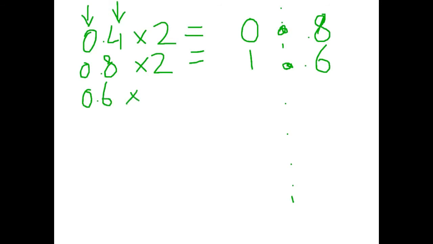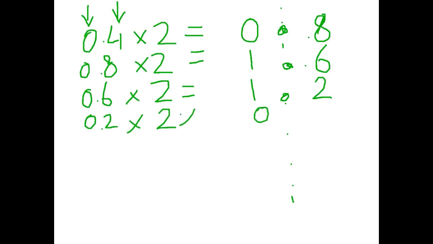Now I leave that 1 there and I take the 0.6 to my next row and I multiply that by 2. That will give me 1.2. So again I leave my 1 there and I take my 0.2 to the next row. 0.2 times 2 is equal to 0.4. And I leave my 0 there and I take my 0.4 and I multiply it by 2. 2 lots of 0.4 is 0.8.